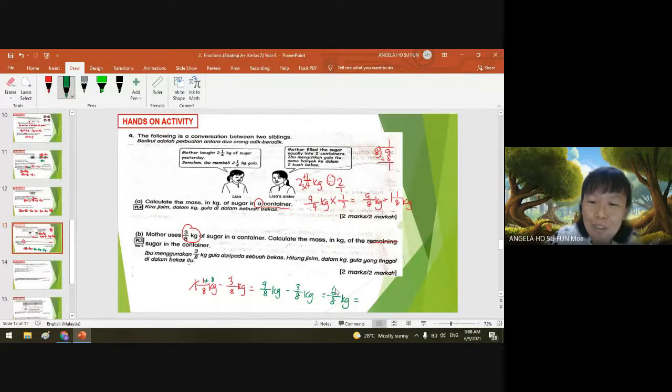Why? Because you can simplify this one. 6 and 8 are in the times table of 2. When I divide by 2, I will have 3. When this is divided by 2, I will have 4. So your answer is 3/4 kg. Yeah, thank you, Kathleen. You are correct.